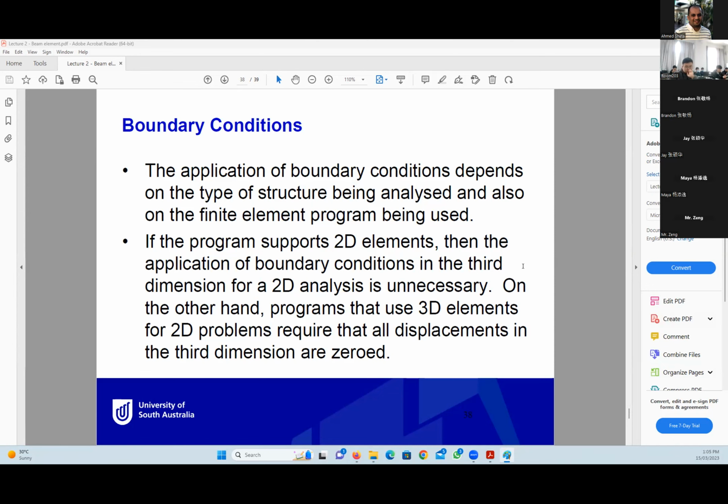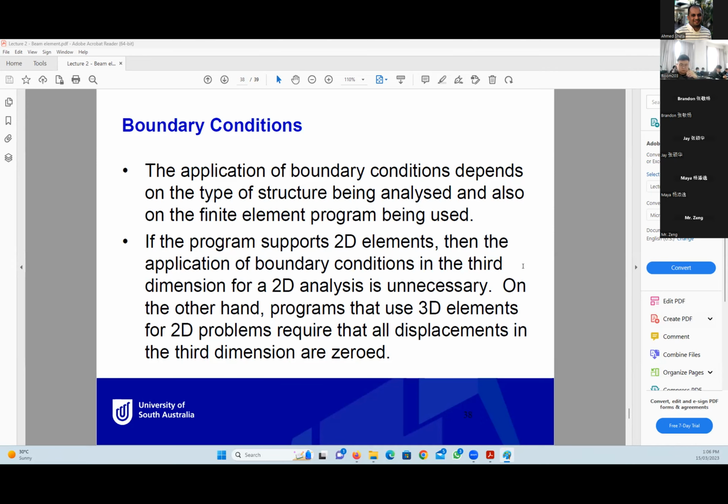If you are doing a 2D beam element, we can just add the displacements u, v, theta. But if we are in 3D, more axes will be added. We will have the z-axis as well, so we need to add the displacement in the z-axis. This means that in 3D elements, the degrees of freedom or the boundary conditions are different from 2D. So we need to know if the problem is 2D or 3D.